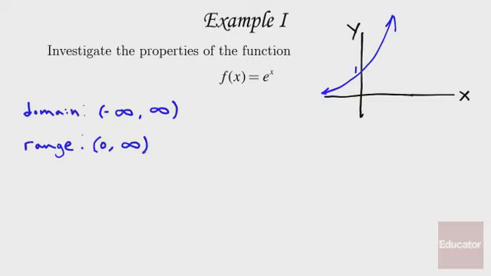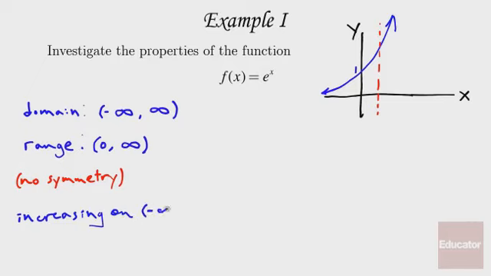We could look for symmetry properties of this function, and this function doesn't have any real symmetry. So I'll just put a note here. There's nothing to comment on here in regard to symmetry. I'll mention that this function is passing the vertical line test. It is a function. And we could talk about it in terms of being an increasing function. And so this function is increasing on negative infinity to infinity. And so that just summarizes how the various terms that we've looked at apply to f of x equals e to the x.